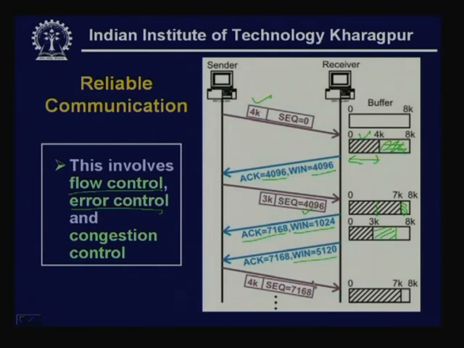So, this is how the flow control is performed, and the buffer size is communicated by the receiver whenever an acknowledgement segment is sent from the receiver to the sender. So, this is how the flow control is being performed. Let us see how error control is being performed.